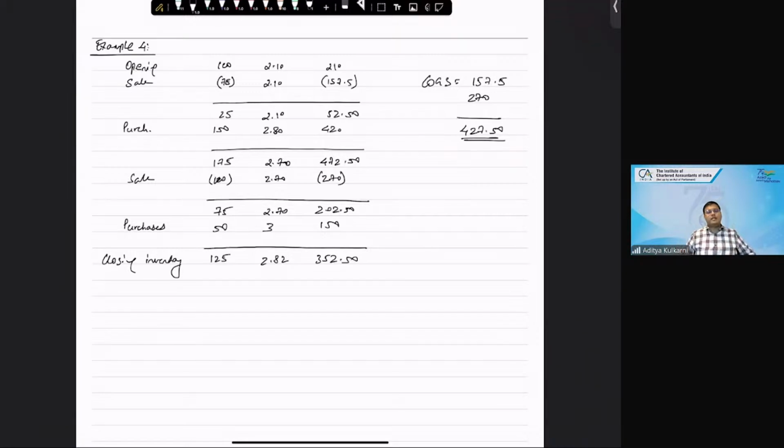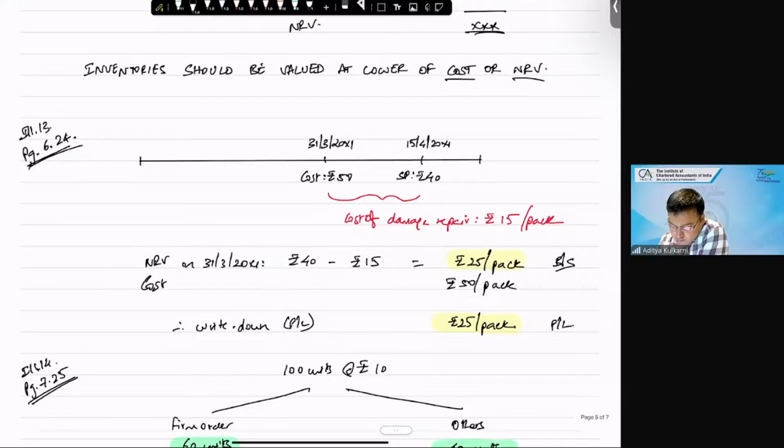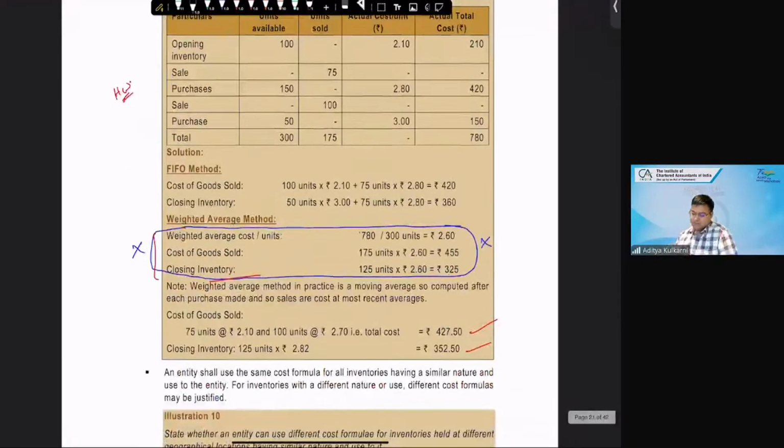You can try it out by yourself. This is the weighted average method, where opening is known: quantity, amount, average. Average is the balancing figure. Quantity, amount, you add both of them, and divide the amount by the quantity to arrive at the average. So that takes care of this one. Please take care of this one question.